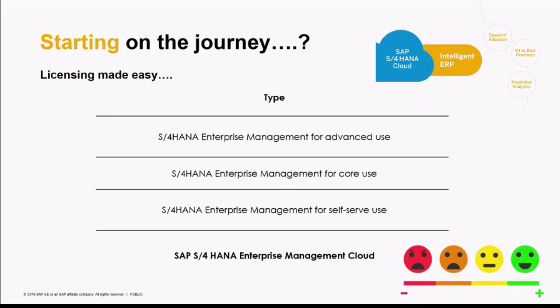From a S4HANA Cloud perspective, we've got different tiers of software licensing. Very easy. You can engage with your sales team. You can engage with your channel partners. But from a licensing perspective, we have variations on licenses when it comes to S4HANA Cloud. Predominantly, we have 3 tiers of pricing. We call that advanced use, core use, or self-service use.